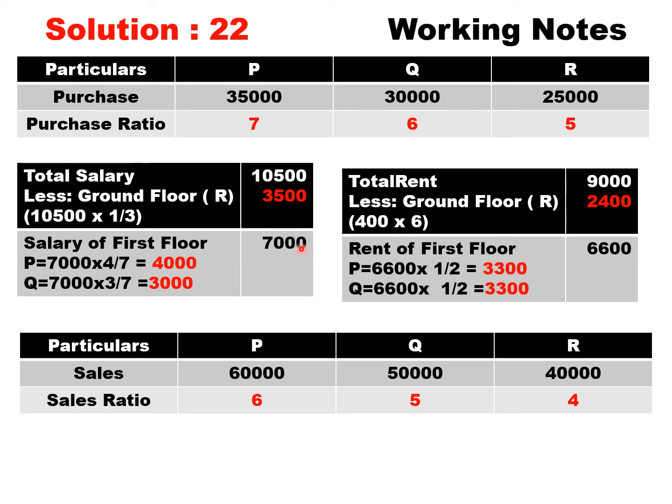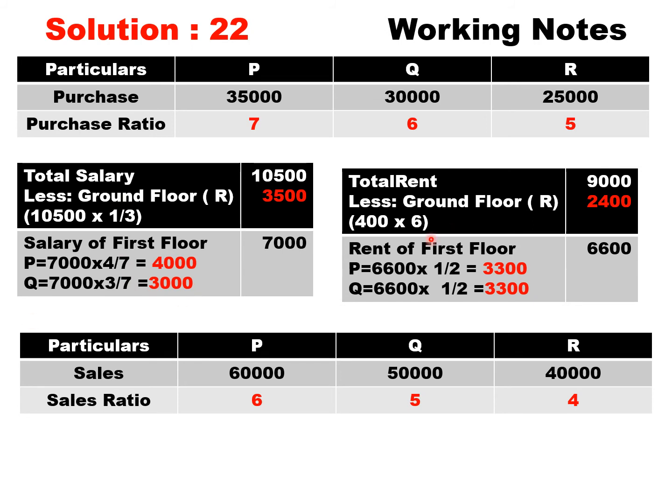Distribute first floor salary between P and Q in 4:3. Number of employees in first floor: P 4 and Q 3. So 7,000 you should distribute between P and Q in 4:3. So students, total salary is 10,500. Out of that, 1/3 is R, that is 3,500. Remaining 7,000 is distributed by number of employees, 4:3.